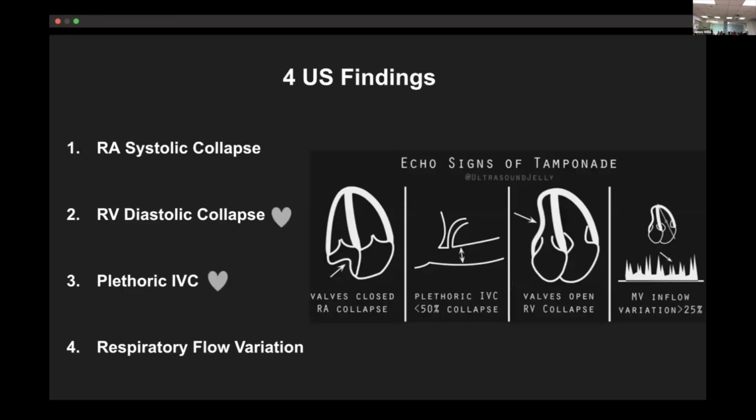All right, the 4 ultrasound findings. If you take anything from this lecture, take these 2: RV diastolic collapse and plethoric IVC. The other 2 are bonus points: RA systolic collapse and respiratory flow variation. Those are more nerdy ancillary findings.